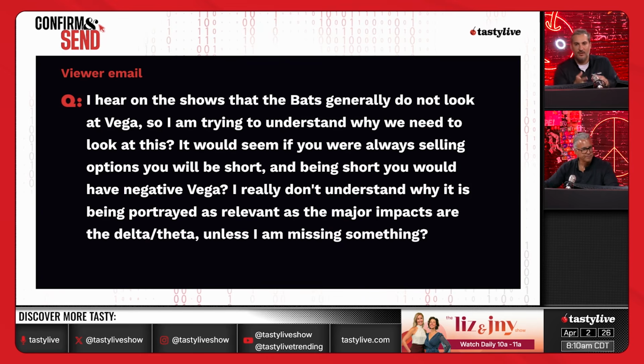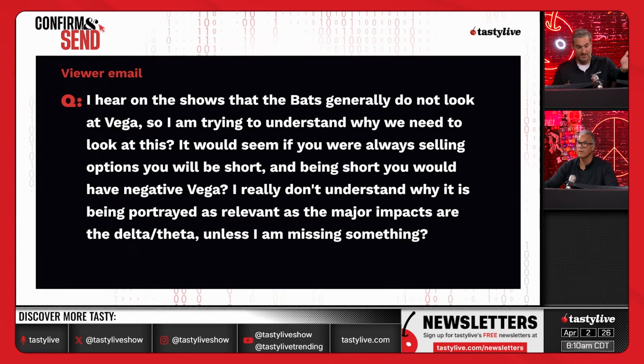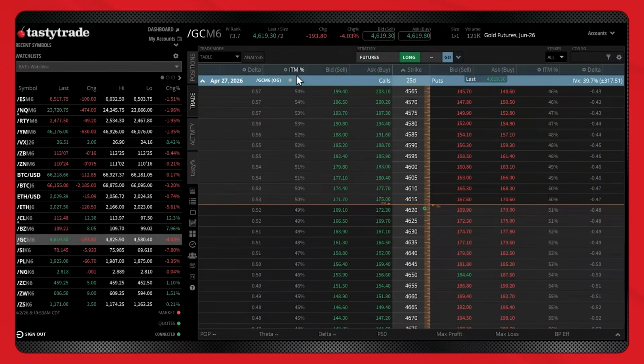If you are selling premium, you are short Vega. If you are buying premium or doing diagonal spreads, you're kind of neutral to flat. And Vega's the rate of change of delta, right? I mean, rate of change of options price via volatility. Via volatility, correct. And if you want to look at Vega, you have it right on the tastytrade platform.